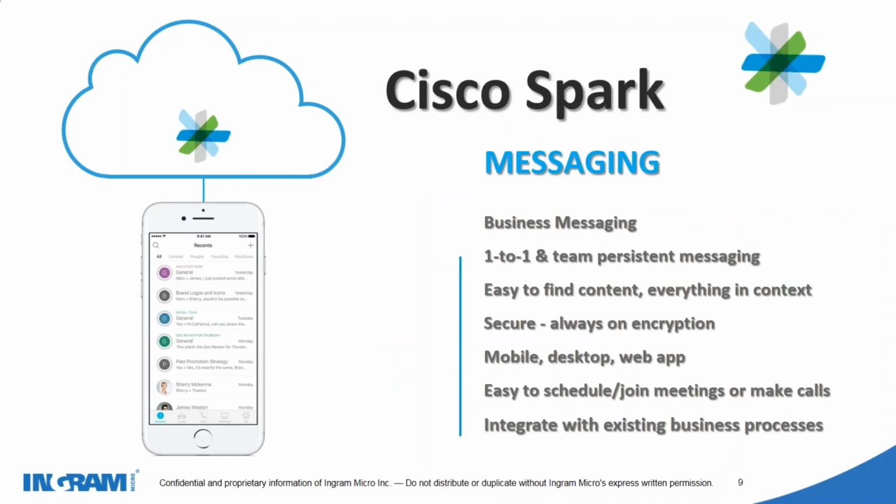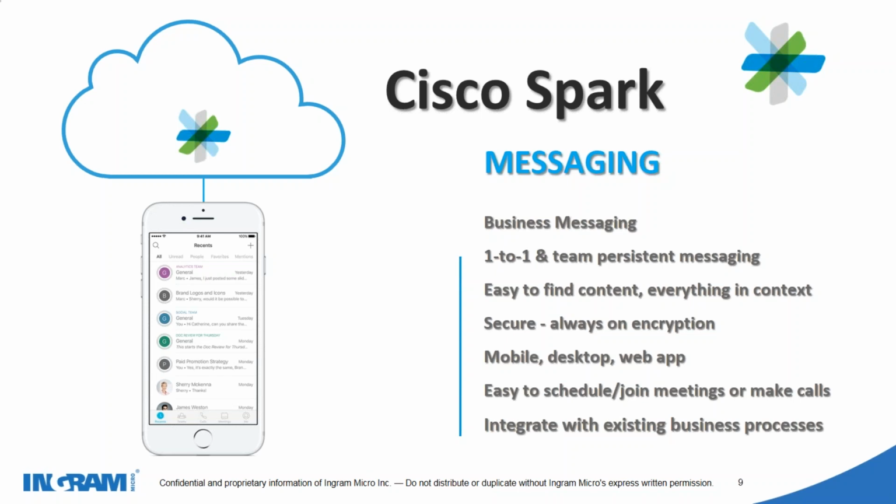So once again, it's business messaging, end-to-end encryption. Pretty much, you can have one-on-one messaging, like private messaging, and then team persistent messaging. So all messages are actually stored in the cloud, and it's always persistent. Whenever you open a client or an app, all those messages are always there to have a look at. It's really easy to find content. Everything is in context. And as I mentioned, it's end-to-end encrypted.